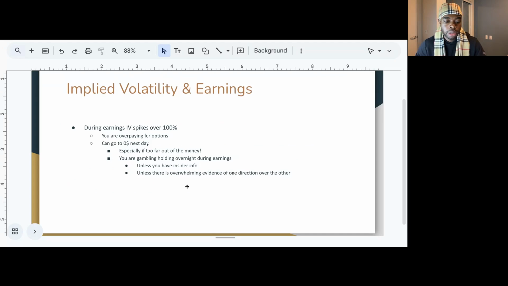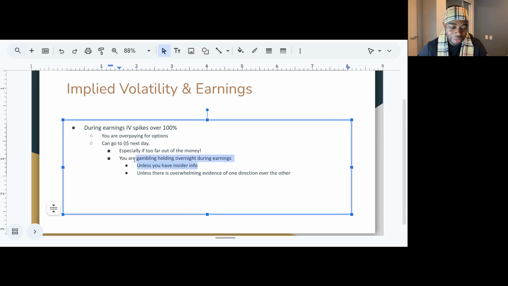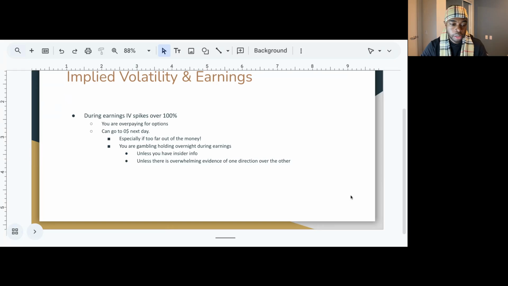So a little bit more about implied volatility and earnings. Again, during earnings, IV typically spikes over 100%, which basically means you're overpaying for the options, okay? And it could go to zero next day, like I said, especially if you're too far out of the money. Okay, you're pretty much gambling, holding overnight during earnings, and I really recommend not doing earnings gambles. A lot of people are like, oh, I like earnings, but don't do earnings gambles unless you're willing to accept the total loss, because there's a lot of the times high probability of total loss, or unless you have insider information, or unless there's overwhelming evidence of one direction over the other. Okay, so be careful trading options during earnings.